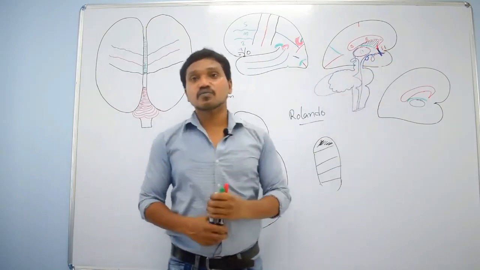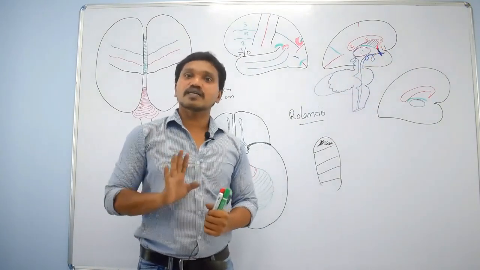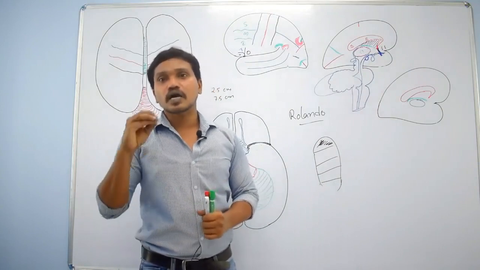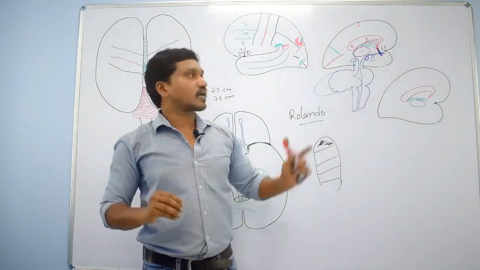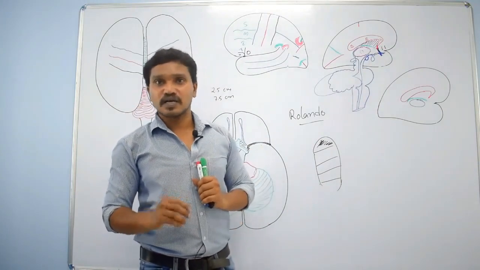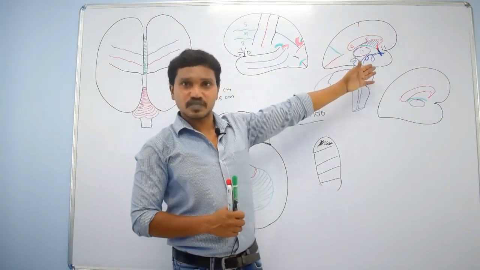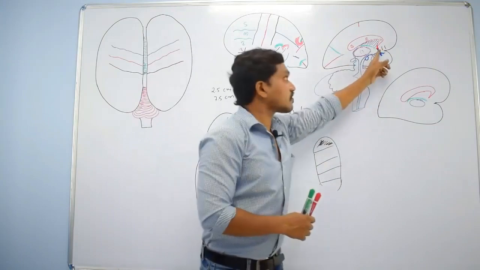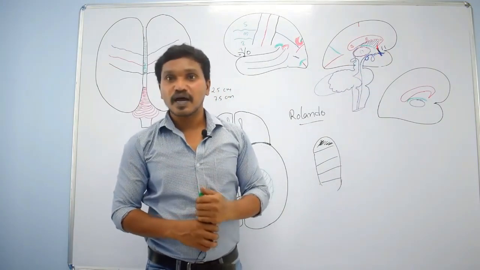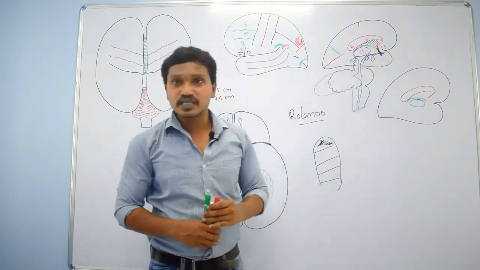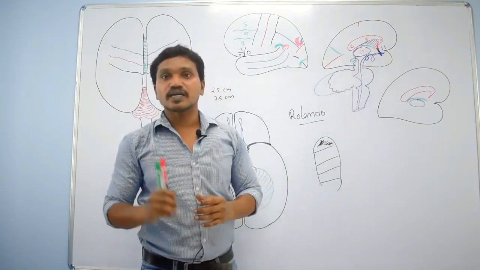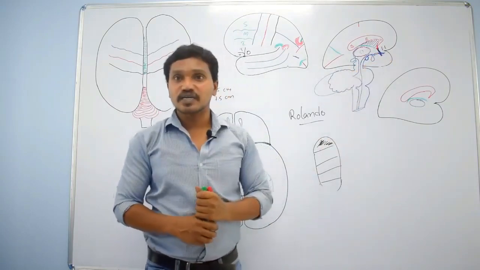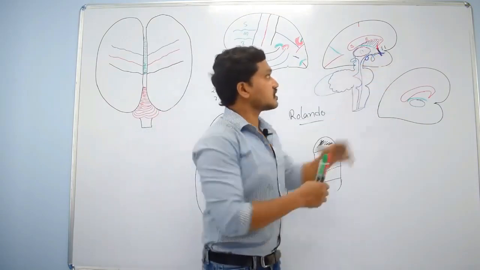This gyrus we call the para-olfactory gyrus, and we can also call it the subcallosal gyrus, because it is present below the corpus callosum. That's what it is, subcallosal gyrus. And in front of the lamina terminalis and behind the posterior para-olfactory sulcus, this gyrus is there.